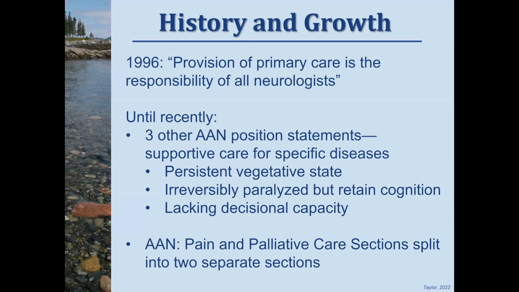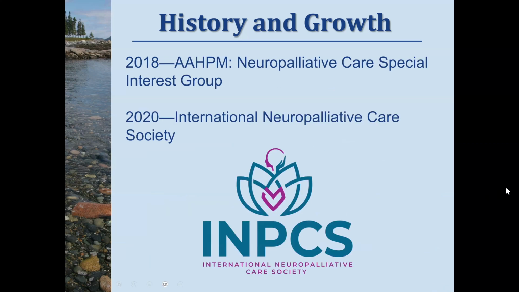The AAN around 2016-17 used to have a pain and palliative care section that split into a pain section and a palliative care section. In 2018, the American Academy of Hospice and Palliative Medicine developed a special interest group focused on neuropalliative care. But the big date to remember is 2020. That's when the International Neuropalliative Care Society came into formation and started functioning as a nonprofit. So since then, there's been a lot of work in providing resources to clinicians, to fellows, residents, but also patients and families as well.